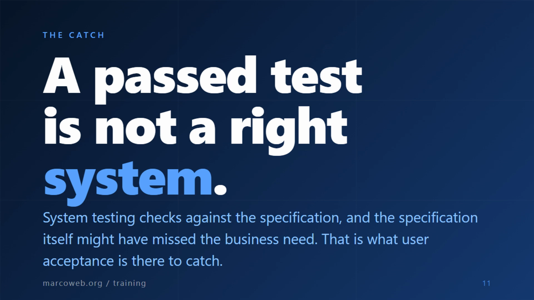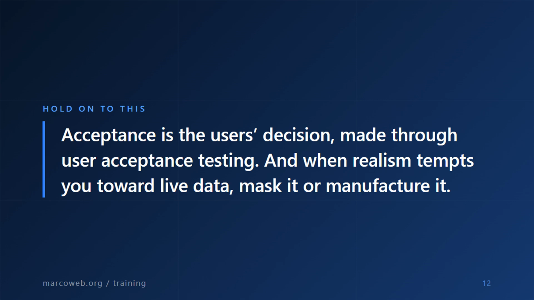So carry this away. Acceptance is the user's decision, made through user acceptance testing, never the developer's sign-off. And when realism tempts you toward live data, mask it or manufacture it. Testing proves the system meets its requirements, and the users are the ones who confirm it does.